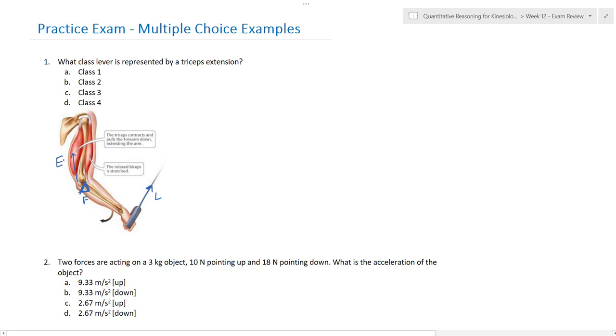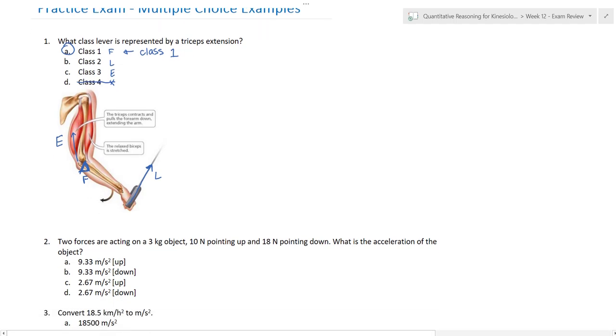Okay, so if we think of what class 1, 2, and 3 are, we can use the FLEX word. Now X doesn't mean anything. There's no such thing as a class 4 lever, so that one is totally out. Class 1 is where the fulcrum is in the middle, class 2 is where the load is in the middle, and class 3 is where the effort force is in the middle. In this case, the fulcrum is in the middle, so that would make this a class 1 lever. So the answer is A. So tricep extension is a class 1 lever.